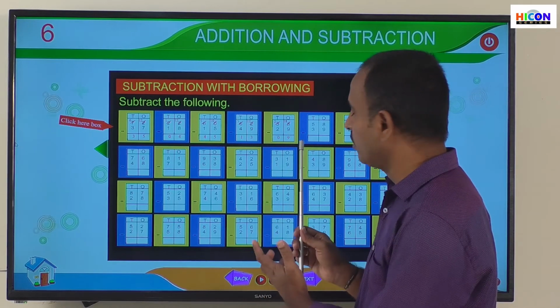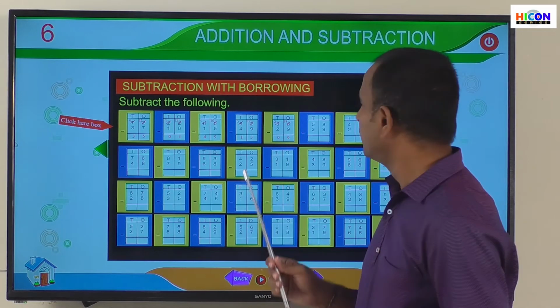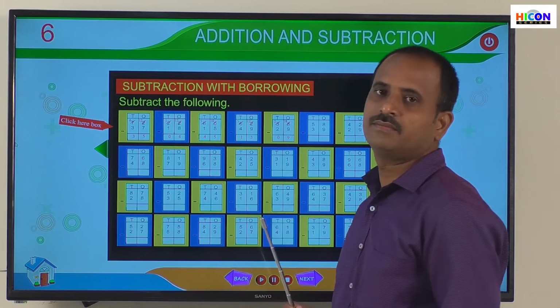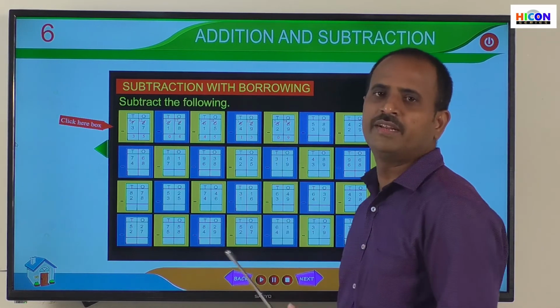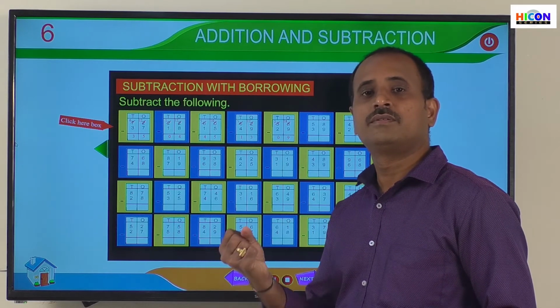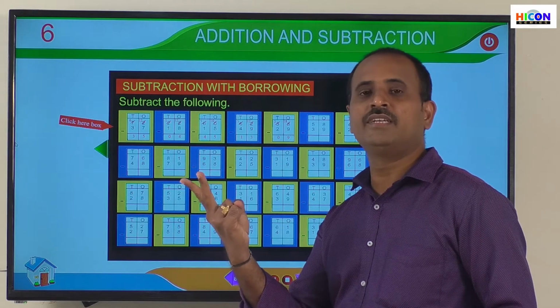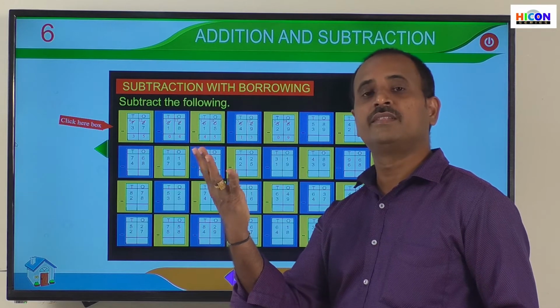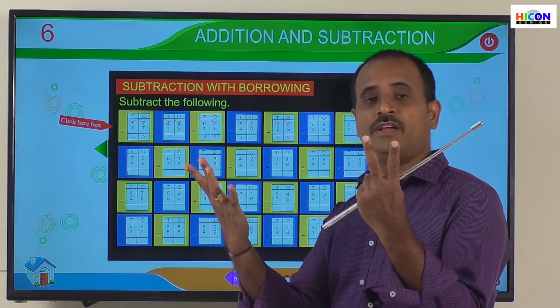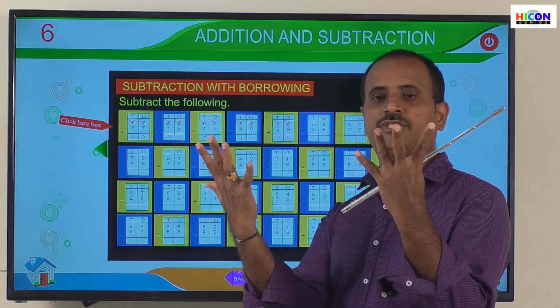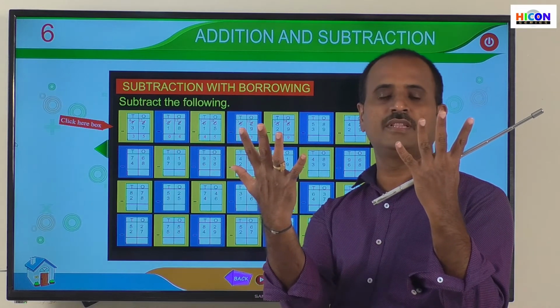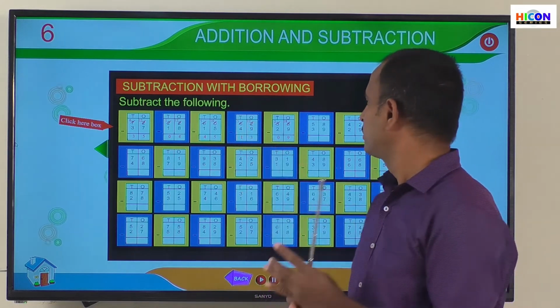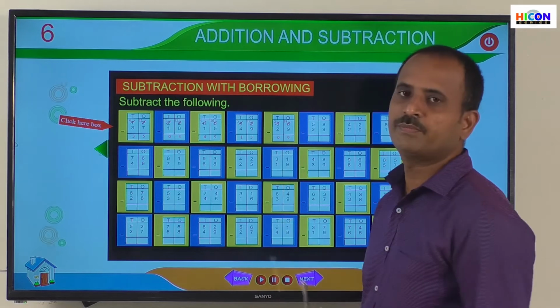So now count backward from 18 till we get the number 9. So count backward from 18. 17, 16, 15, 14, 13, 12, 11, 10, 9. So children, how many fingers are there? So the total is 9 fingers. So write 9 under the ones place.